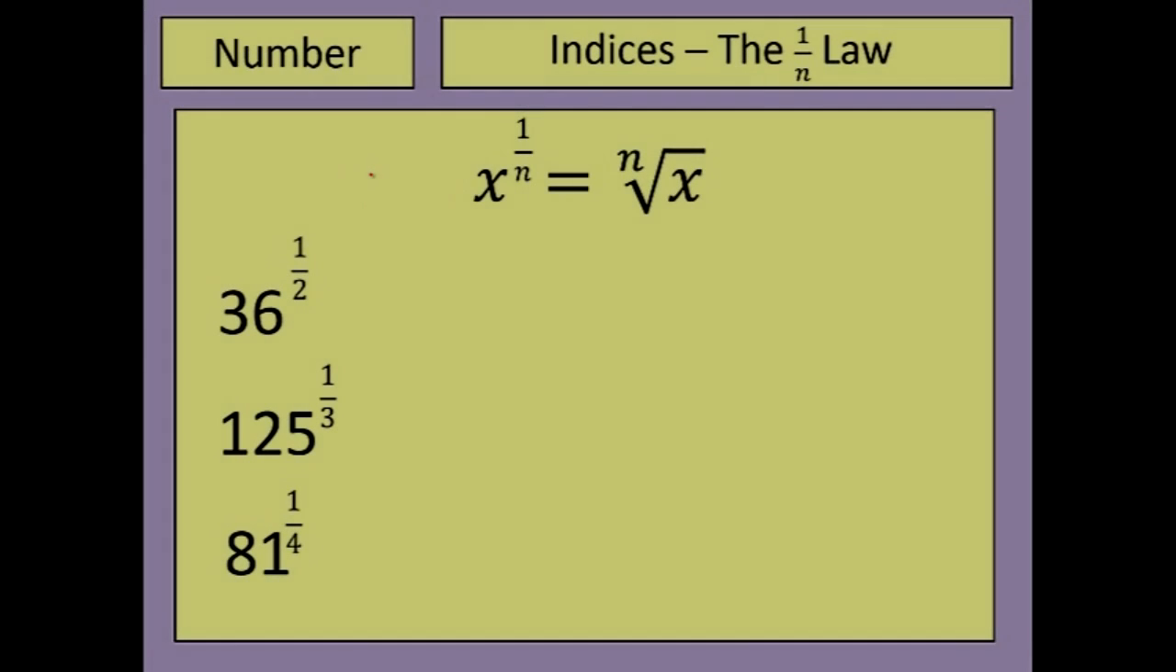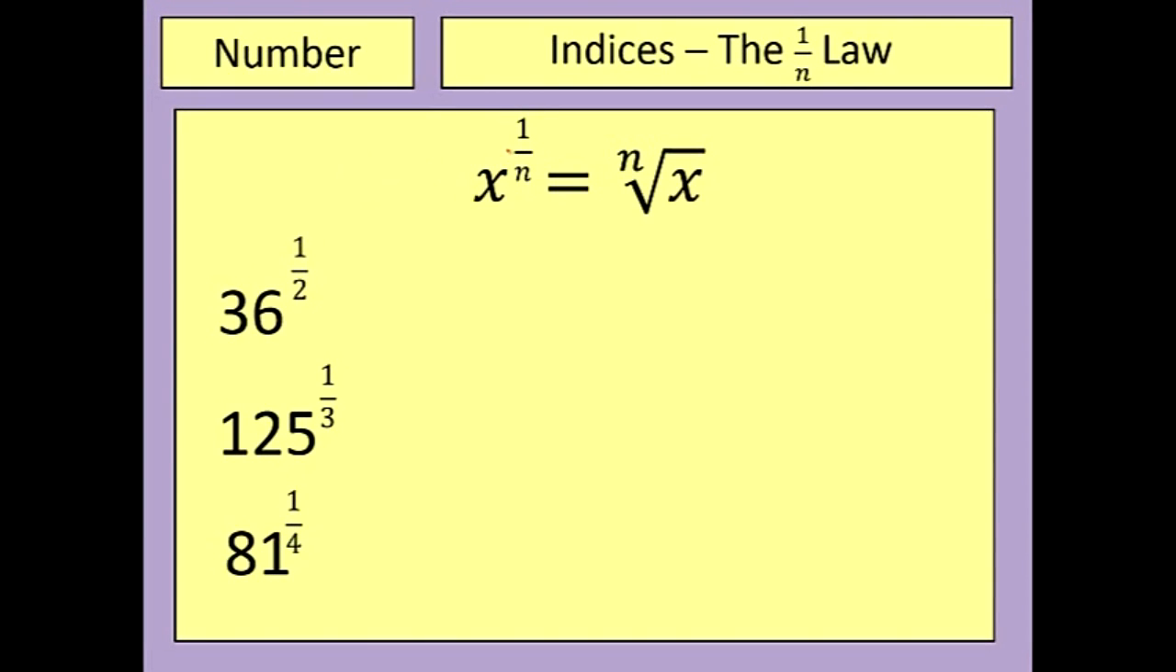To the next video on indices laws. This time we're going to look at the 1 over n law. The 1 over n law states that if you have a number x and you raise it to a power 1 over n, which is a fraction, then you need to do the nth root of x.